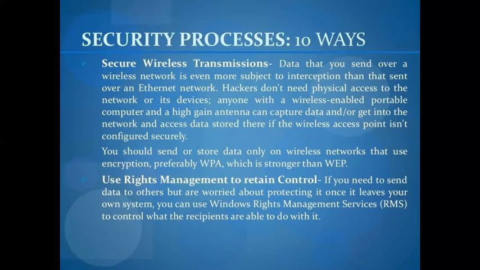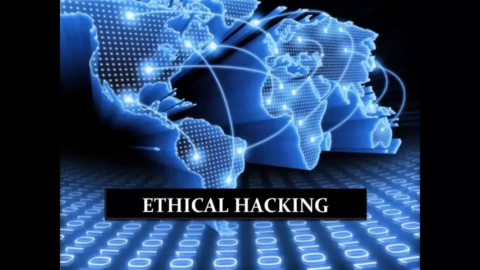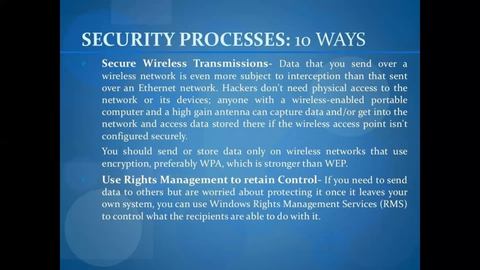Use rights management if you need to send data to others but are worried about protecting it once it leaves your system. You can use Windows Rights Management Services, RMS, to control what the receiver can do. So this is all about the 10 ways to secure data on the network side. You can stop here. You can study the next part in the next lecture.